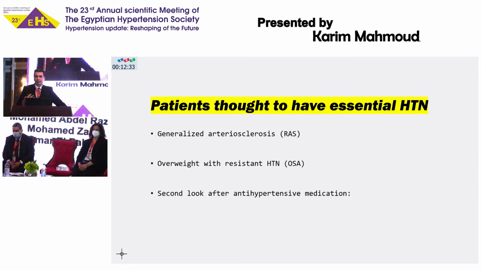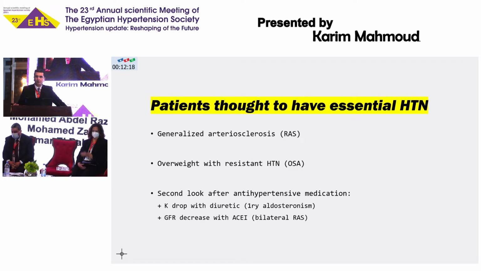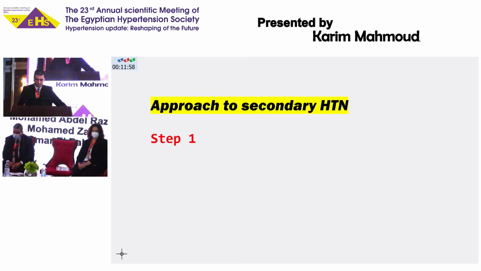And when we give our patient some drugs and look again at their blood pressure, what is called a second diagnostic look, we might have an excessive potassium drop with diuretics in cases of primary aldosteronism, or a decrease of GFR with the RAS blocker, especially in cases of bilateral renal artery stenosis. Then labile hypertension: we can achieve blood pressure goals, however this won't be persistent and the blood pressure will fluctuate.